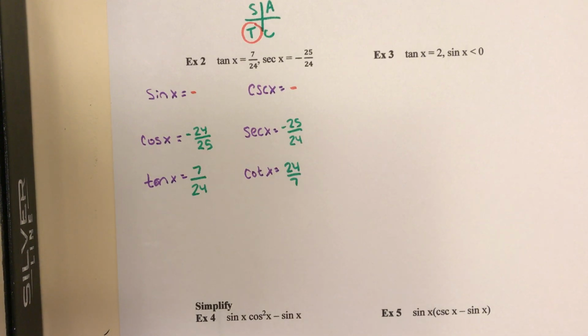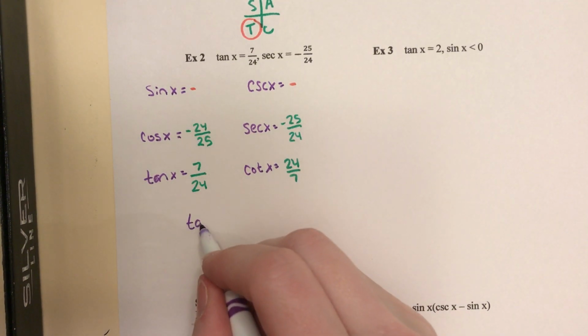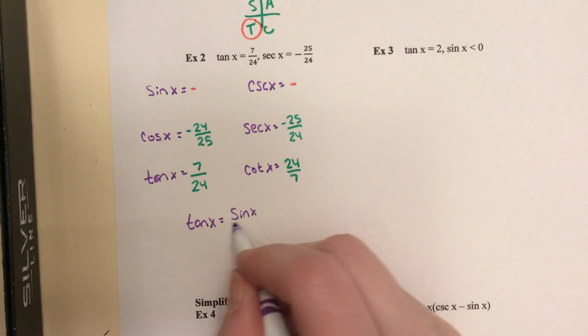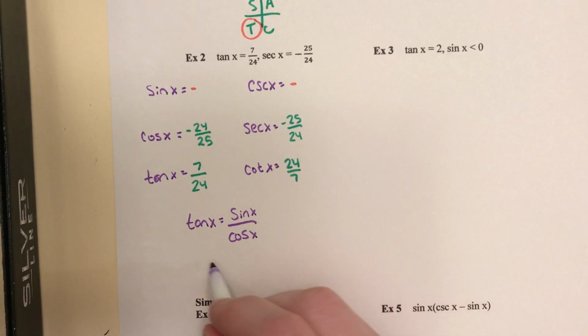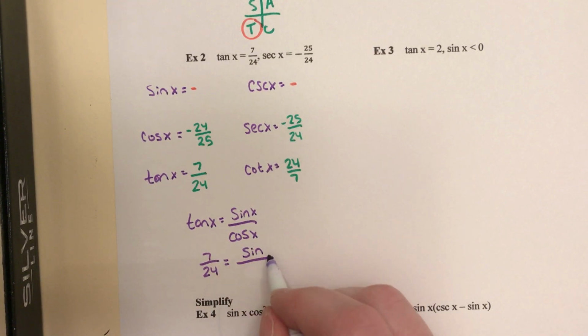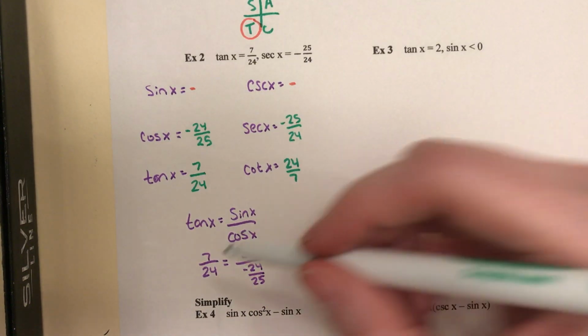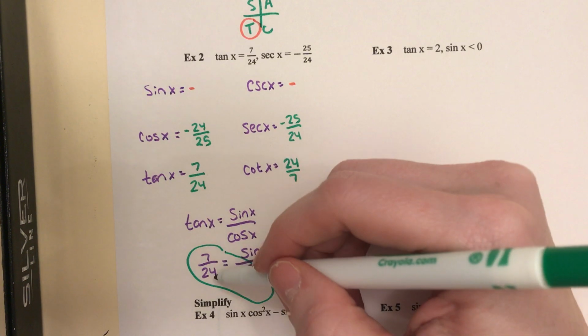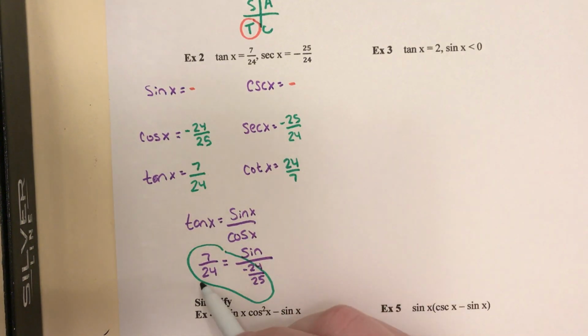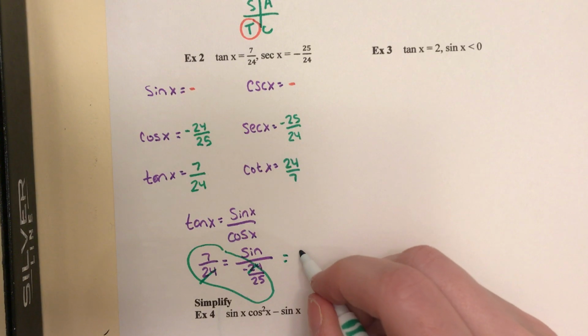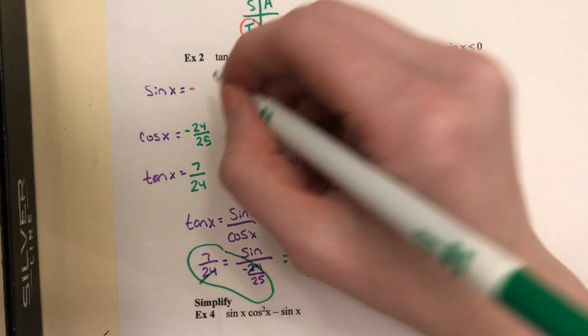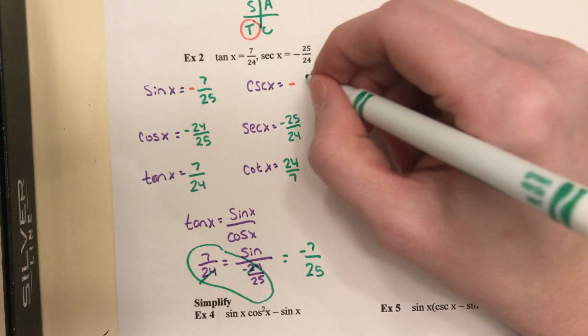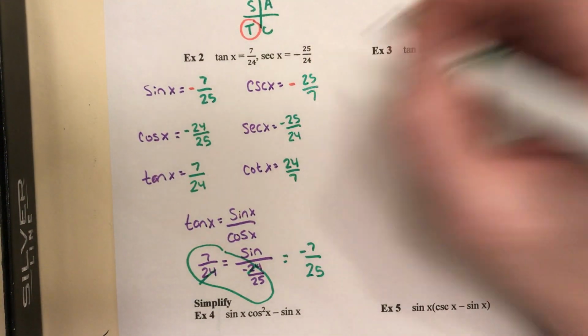So if I need sine, but I know tangent and cosine, I can use the quotient identity that tangent equals sine over cosine. So I'm going to plug in 7 over 24 for tangent, sine over cosine, negative 24 over 25. So if I cross multiply, 7 over 24 times negative 24 over 25, the 24's cancel, so that's negative 7 over 25. So I'm going to write that in up here. The reciprocal would be negative 25 over 7.